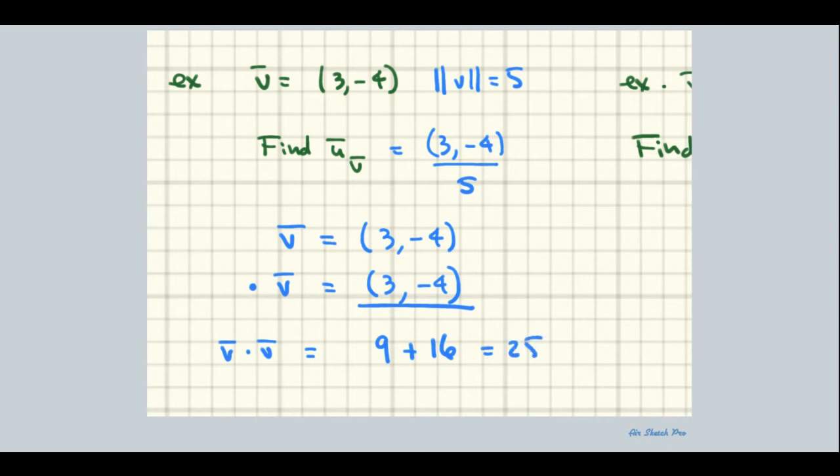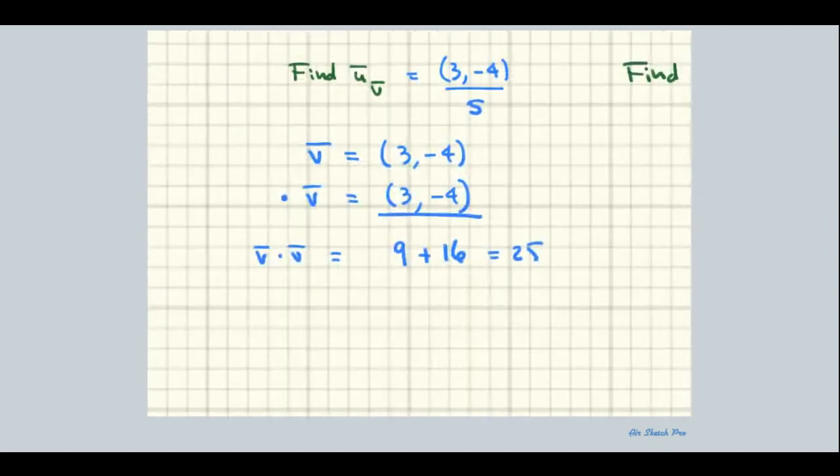And you see what's happened here, guys? The length of V is given by the square root of the dot product. So we can see from this that the length of V, its magnitude, is given by the square root of its dot product with itself.